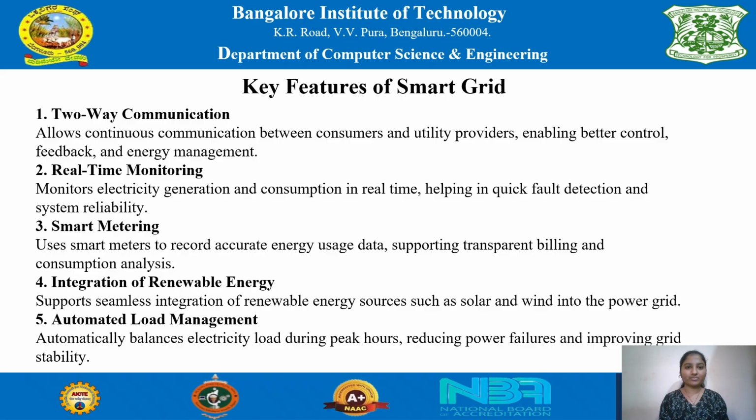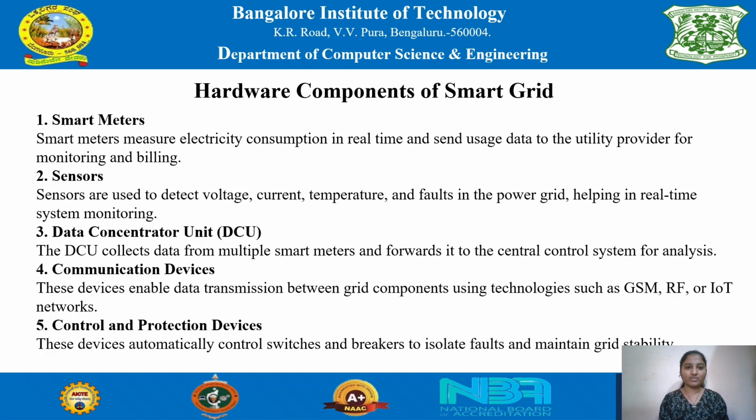Next one is hardware components of smart grid. These components are responsible for collecting, transmitting and controlling electricity data. First is smart meters. Smart meters are installed at consumer locations. They measure electricity consumption in real time and automatically send usage data to the utility provider. This helps in accurate billing and continuous monitoring without manual meter reading.